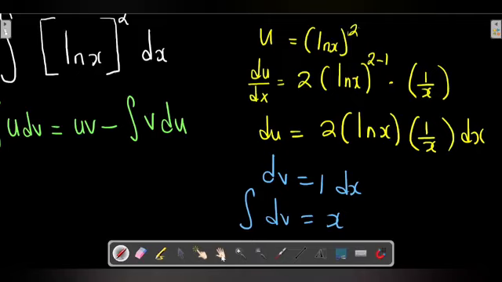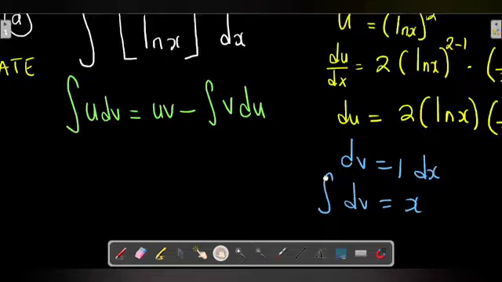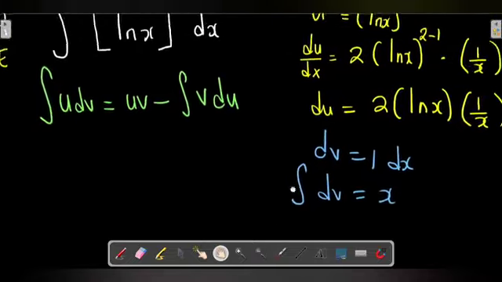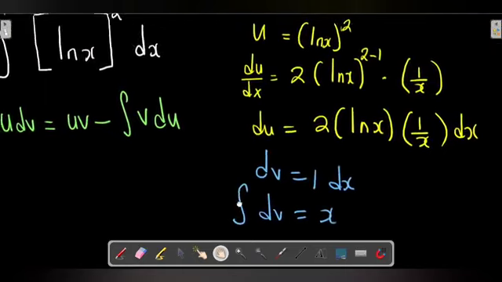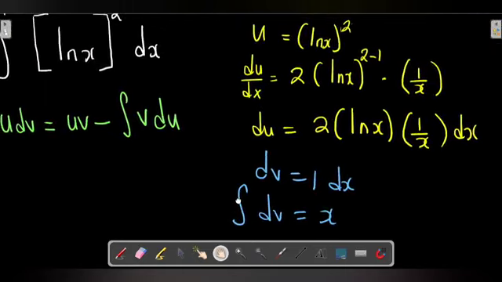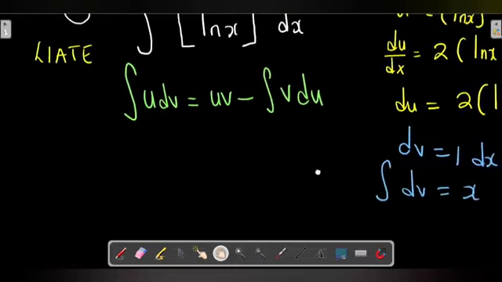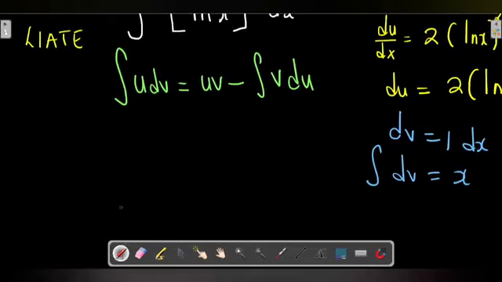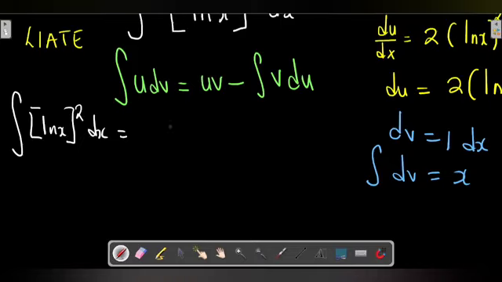So I've identified those functions. Then we are going to substitute them in our formula. So take a look at them. This is our formula that we have. So we are going to write something like this: the integral of ln x squared dx is equal to, so the u there, as we have identified, we have said this is ln x squared, then v.